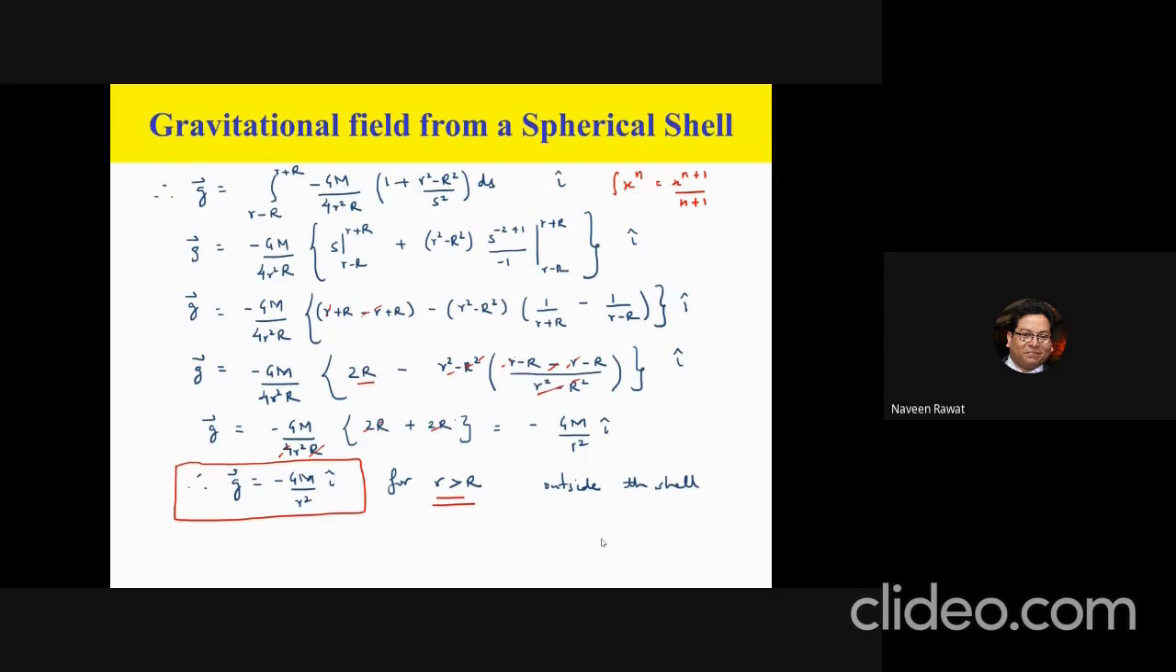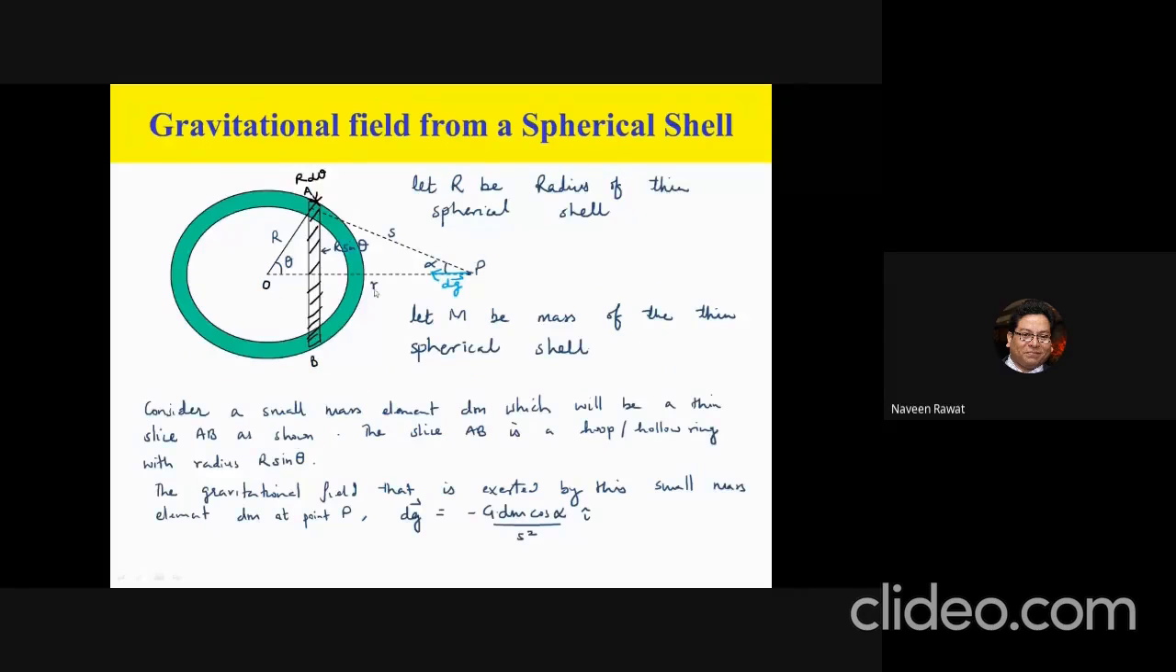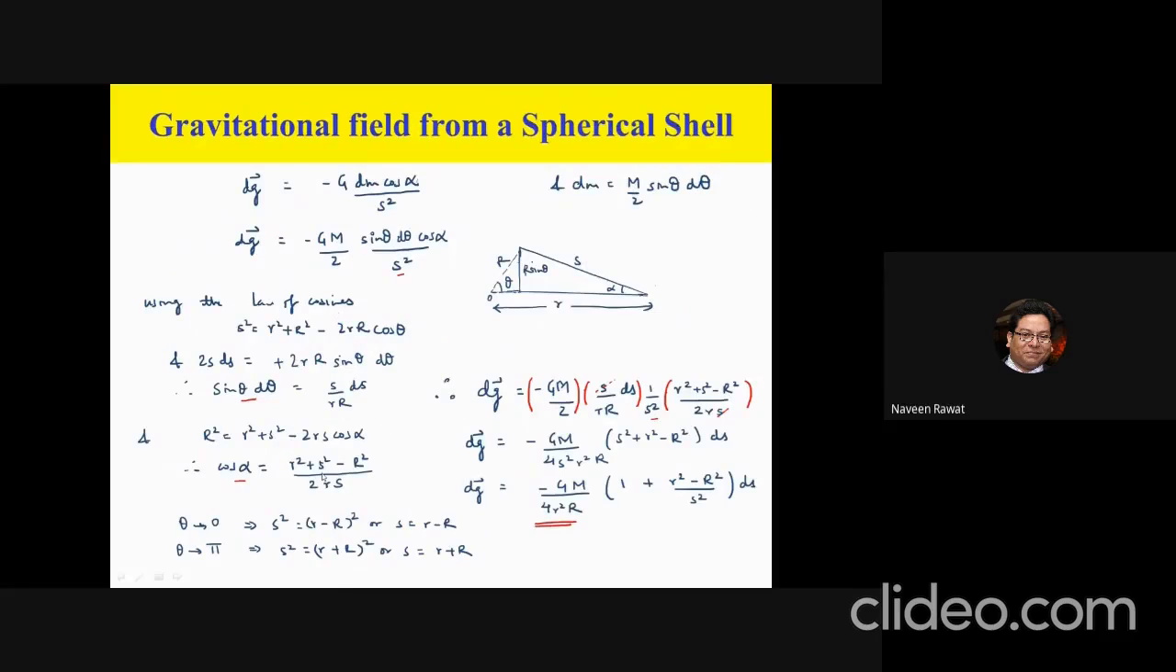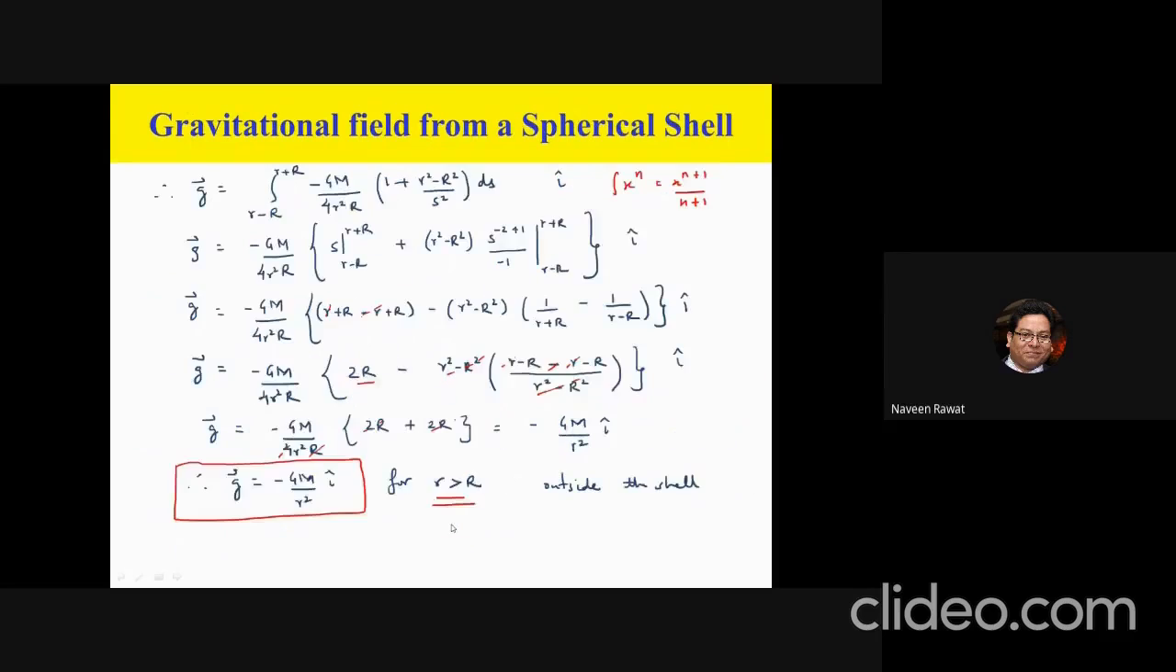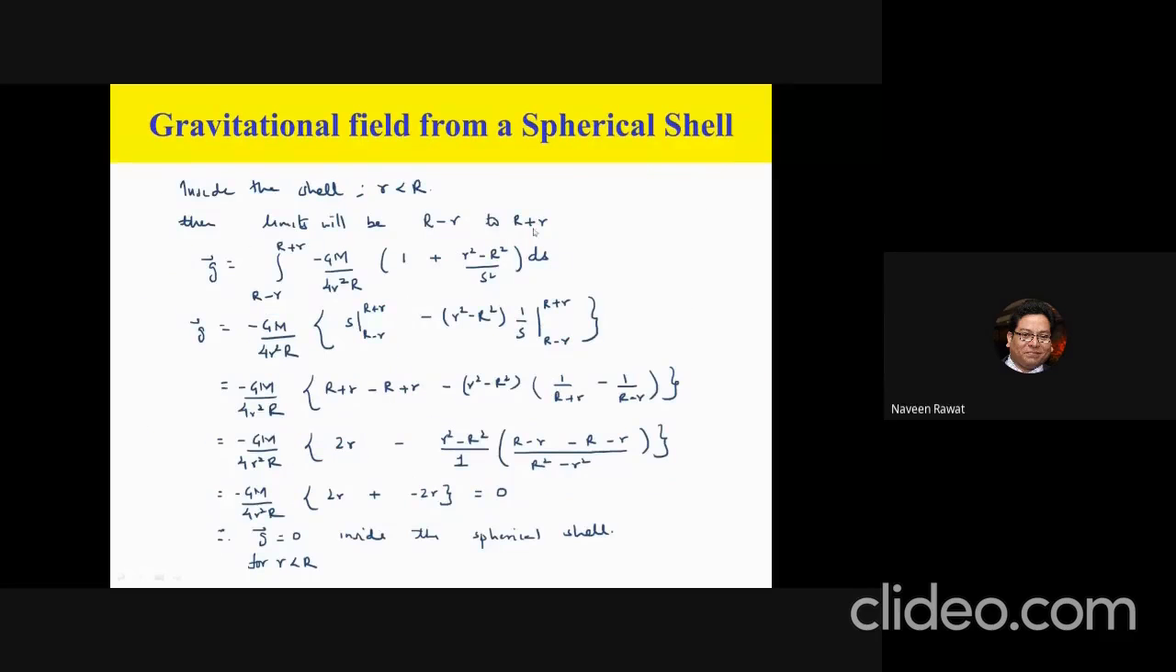So if you are going inside the spherical shell, that means the small r at any given point will be smaller than the capital R. That means our limits of integration have to be changed. So the limits of integration will become capital R minus r to capital R plus r. That is how we have to change the limits, and the expression remains the same.